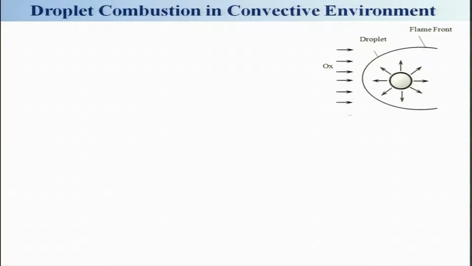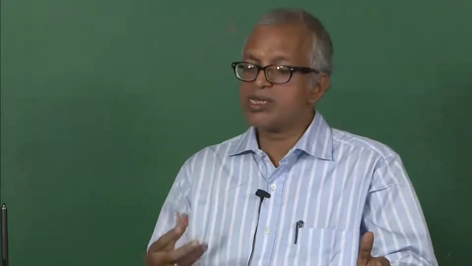So, till now we have discussed basically the quiescent atmosphere. Now we will see how we can utilize those relationships to estimate the mass burning rate of the droplet when subjected to a convective environment, right. That we will be looking at, because it is very important from the practical point of view, since both free and forced convection will be prevailing in practical devices.